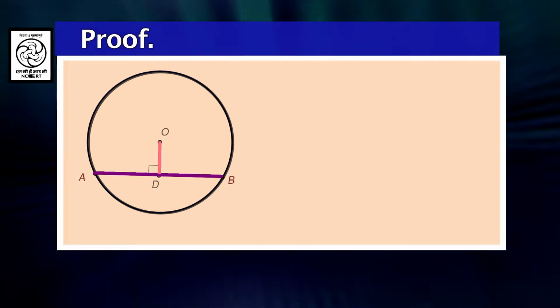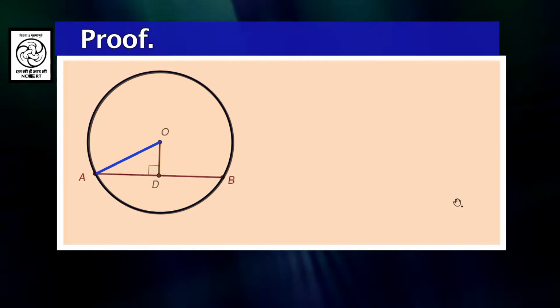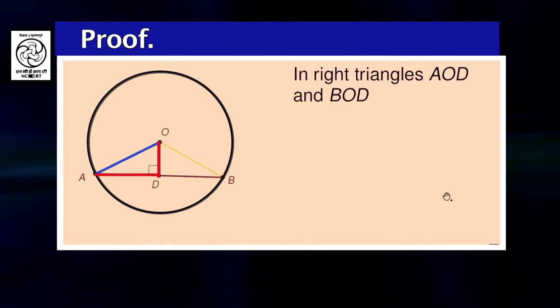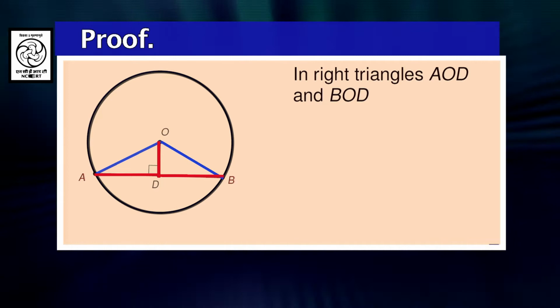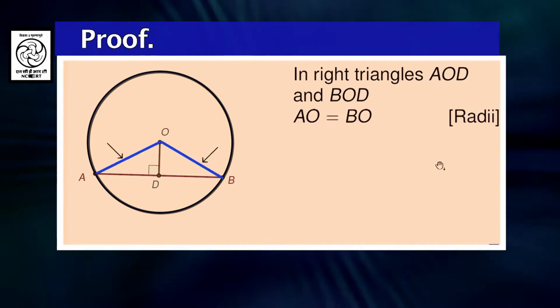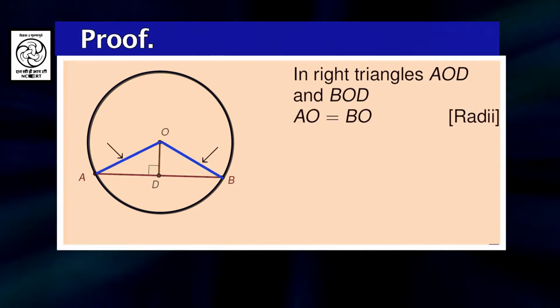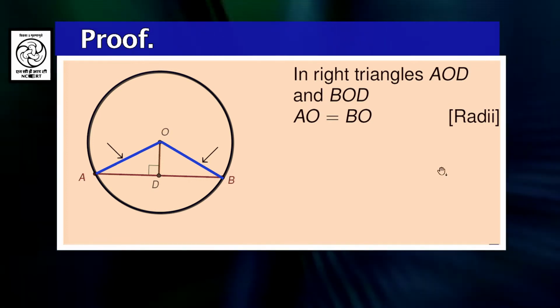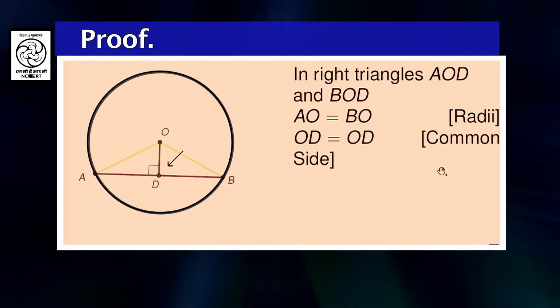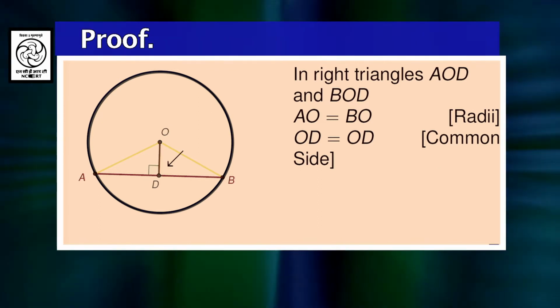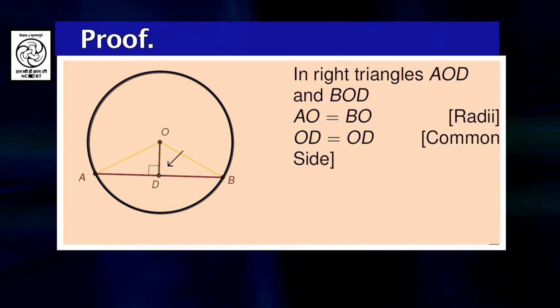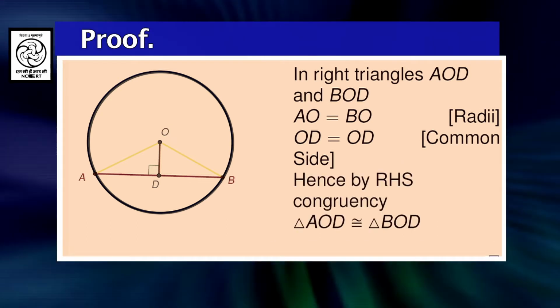So, we have a circle with center at O and a chord AB. We draw a perpendicular OD from O to the chord AB. Join OA and OB. In triangles AOD and BOD, which are right angle triangles, we have AO equal to BO, both are radii of the circle, and OD is a common side. Therefore, both triangles have the same side OD. So, therefore, triangles are congruent.